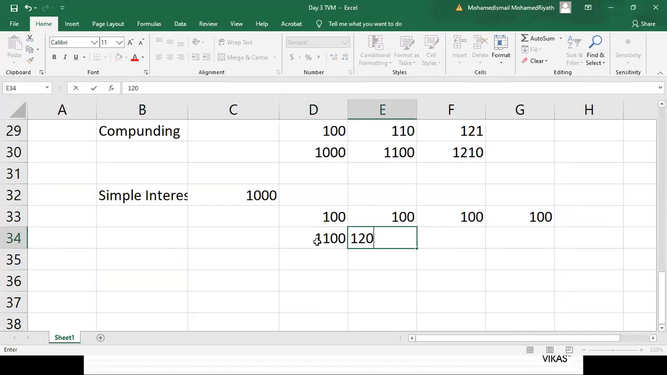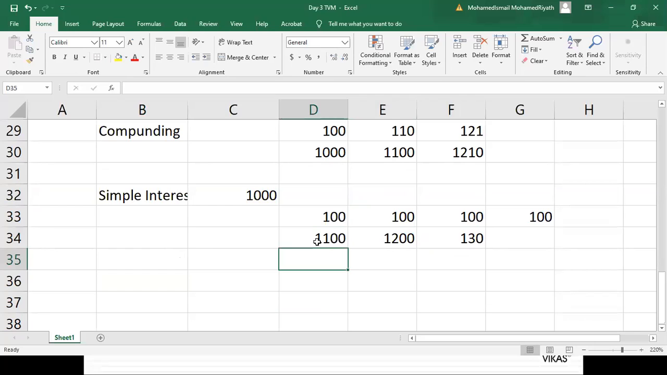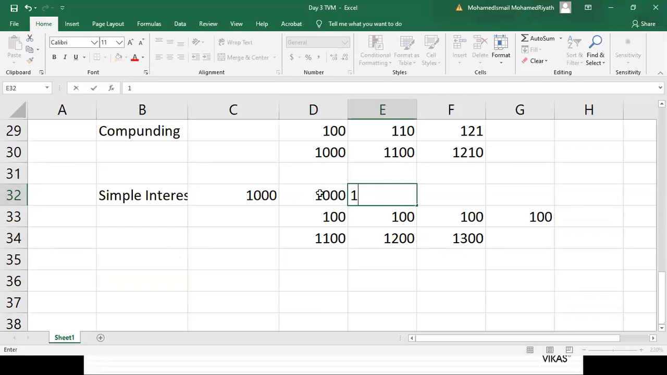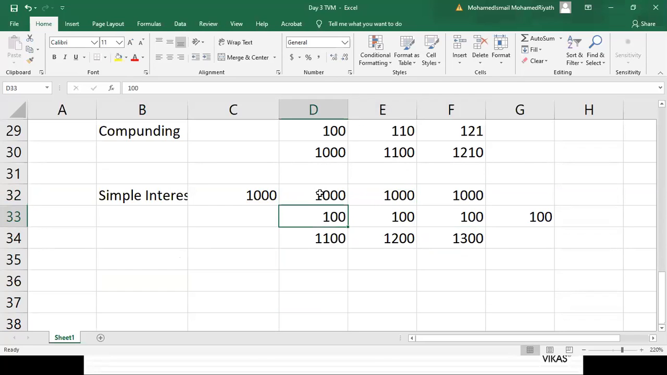1200, 1300, right? Then your principal amount is always 1000. So this is under the scenario of simple interest, right?